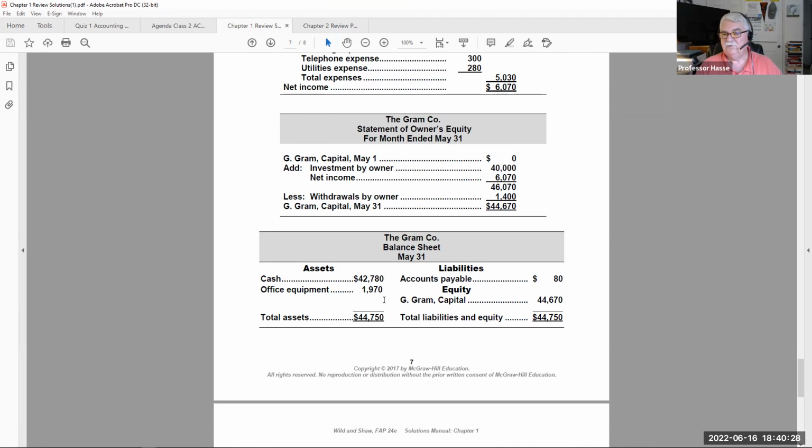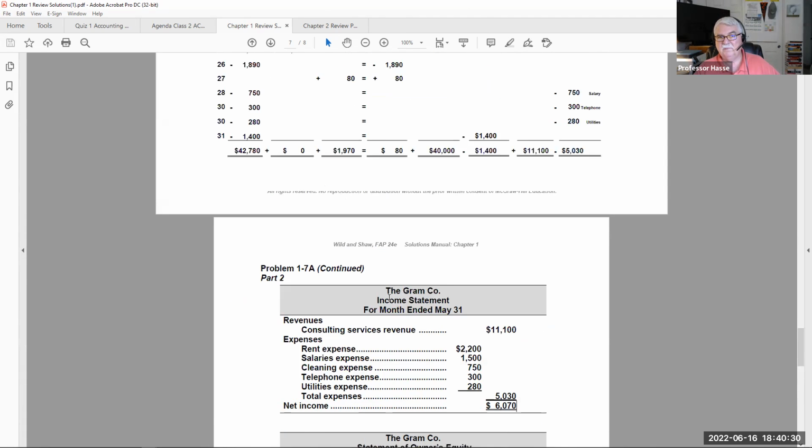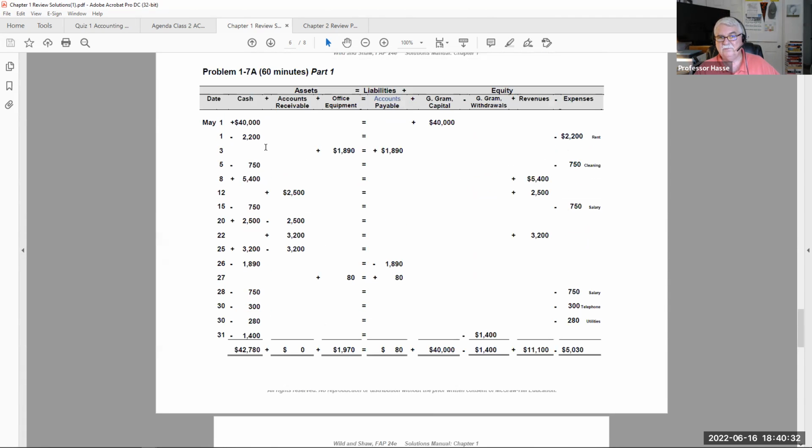This leads us into chapter 2, where we record these in the terms of a journal entry. And what does that mean? Let's take a look at that.